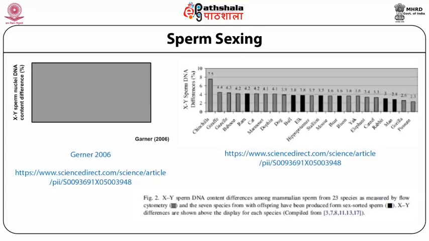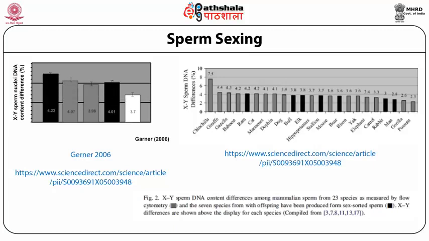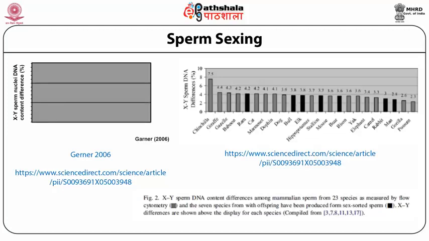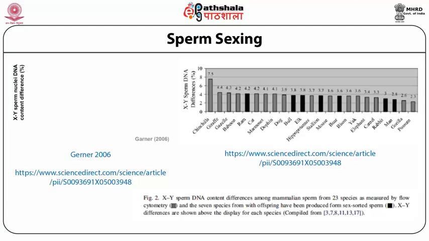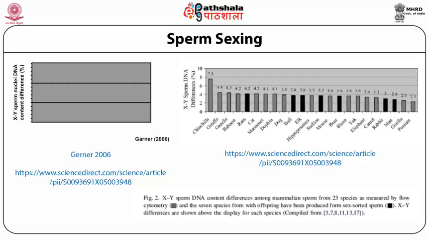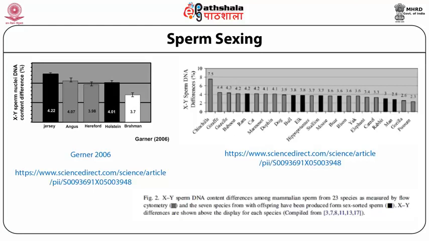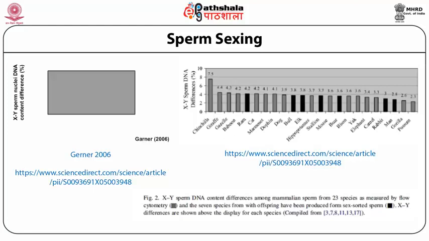X and Y sperm differ in DNA content. This slide indicates that the difference for Jersey cattle is 4.22%, meaning the X sperm contains more DNA content as compared to Y sperm, and this difference in DNA content can be utilized as a principle for separation of X and Y sperm. Similarly, for Brahman breed, it is 3.7%. Figure number 2 indicates the X and Y sperm DNA content difference among mammalian species.